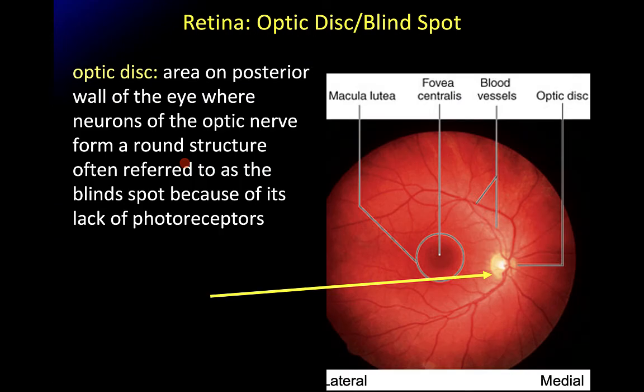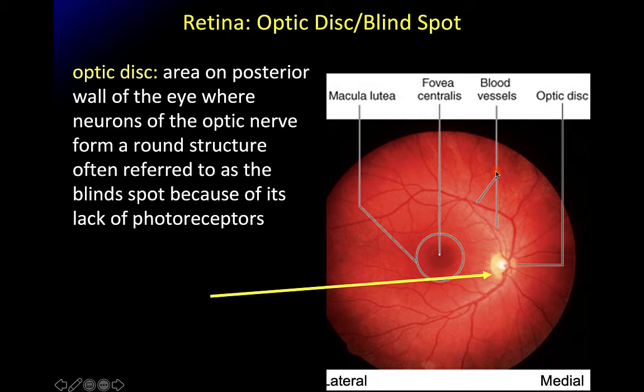All right, so let's take a look at the back of the retina and see what it actually looks like. We're really looking for a couple of different things here: the optic disc or blind spot, and the macula lutea, which has in the middle of it an area referred to as the fovea centralis, or the central focus. Beginning with the optic disc, you'll notice it is very different than everything else here.